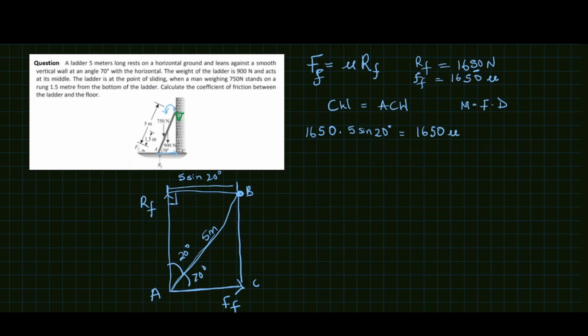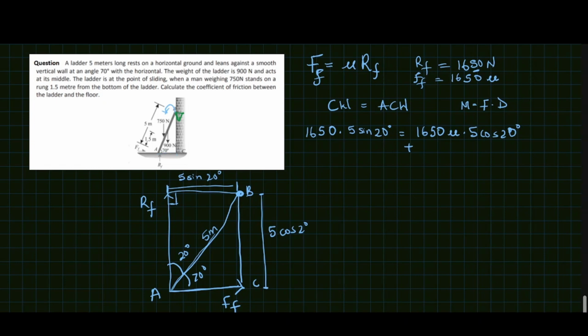Then its perpendicular distance is simply going to be measured from this point to this point. Remember what I said? It's going to be 5 cos 20 degrees. It's going to be times 5 cos 20 degrees. Next, we're going to be adding the next anti-clockwise moment we see.